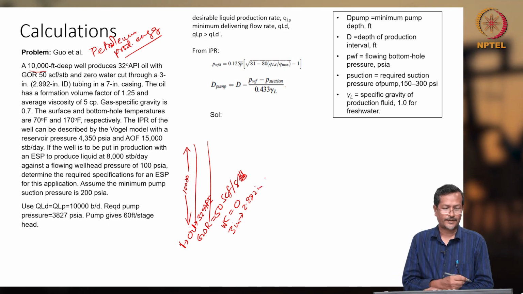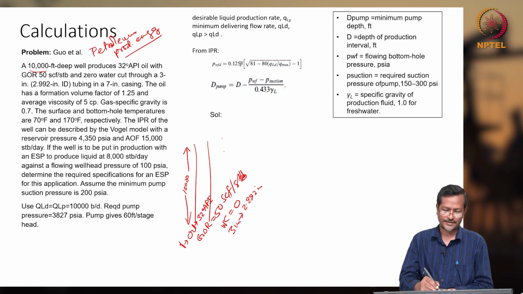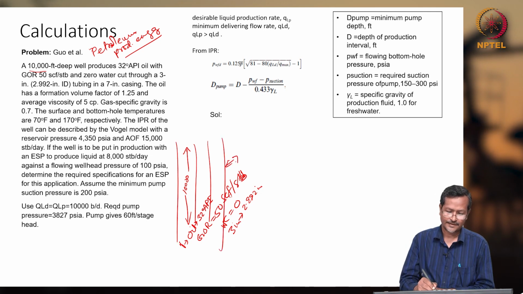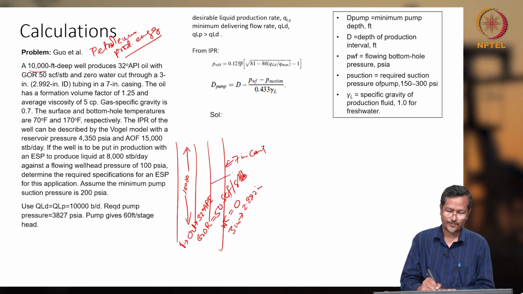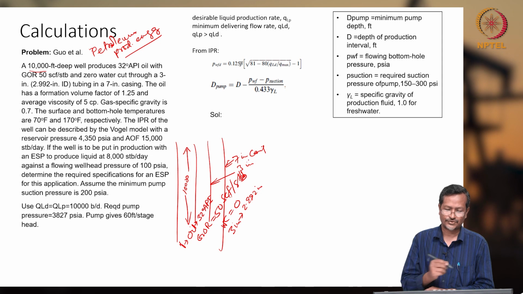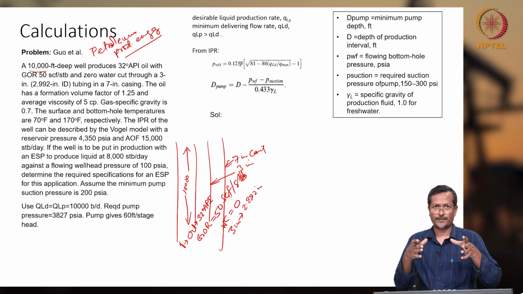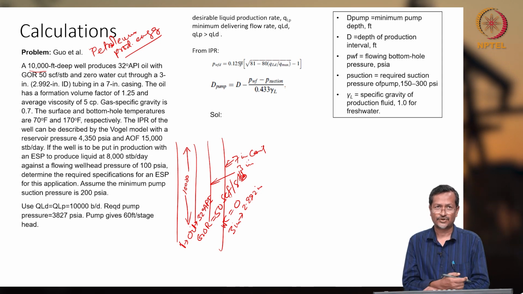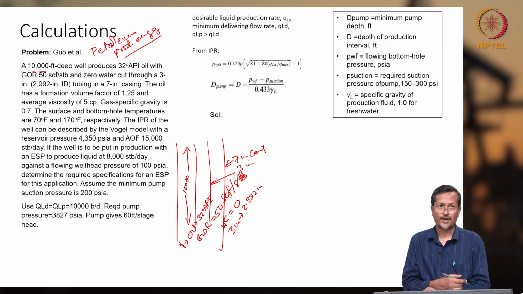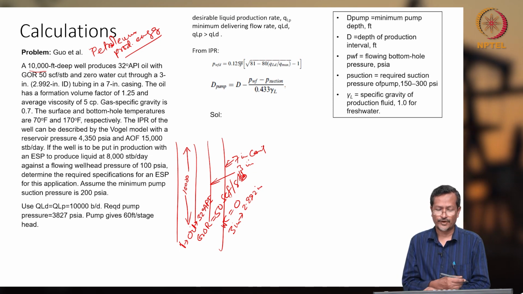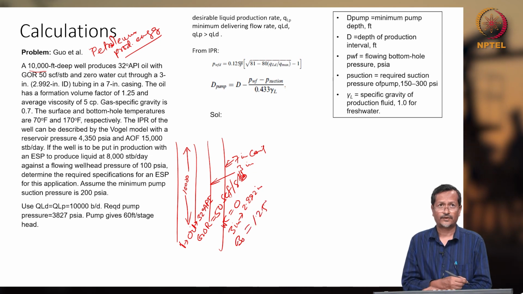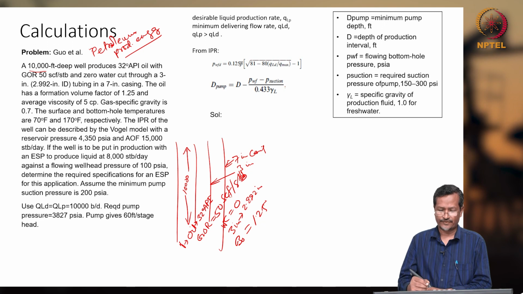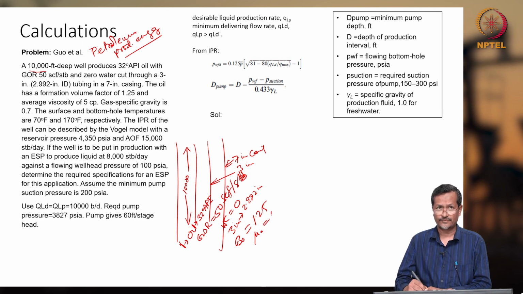Tubing 7-inch casing. So casing size is 7-inch casing, and tubing size is 3-inch. Casing size 7-inch means outer diameter. Inner diameter will be lower than 7-inch, maybe 6.5 or something. Oil has a formation volume factor 1.25. So BO is given 1.25. And average viscosity 5, Mu average is given 5 Cp.